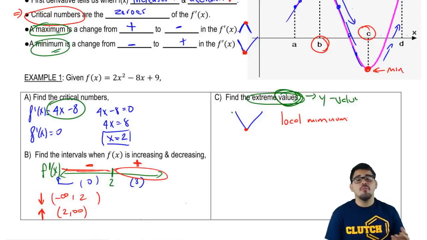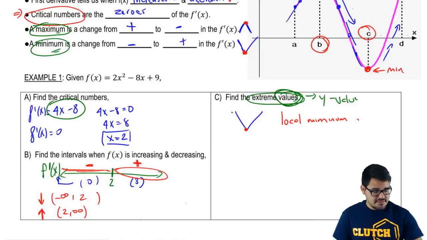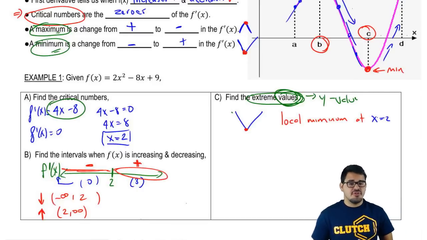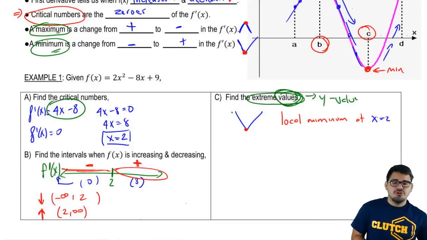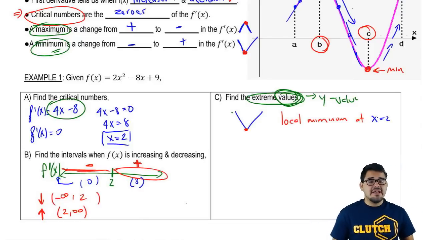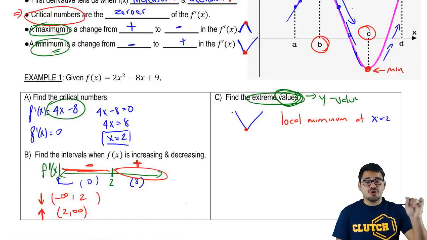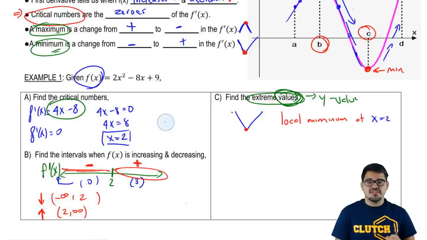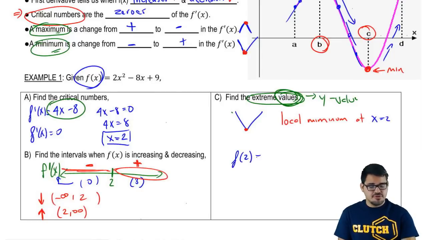So we say we're going to have a local minimum at x equal to 2. But that is not my answer, right? I want my value. So in order to find my value, I need to actually find the y value. And the only way to find the y value is by plugging in my x critical number into my original function here, which is f of x. So I'm going to go ahead and do that, and find f of 2.